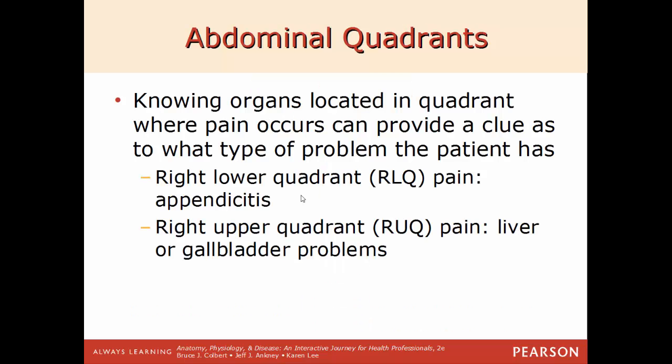Alright, there are some shorthand ways to write down these quadrants, so you don't have to write down right upper quadrant all the time or right lower quadrant every single time. You can just use the acronyms that go along with them. The right lower quadrant, RLQ, and the right upper quadrant, RUQ. Pain that comes from the right lower quadrant could easily mean appendicitis. Pain in the right upper quadrant could mean a gallbladder issue or some liver issues. And the same pattern goes true for the left lower quadrant and the left upper. Left lower would be LLQ and left upper LUQ. Same basic process for all 4 of these.